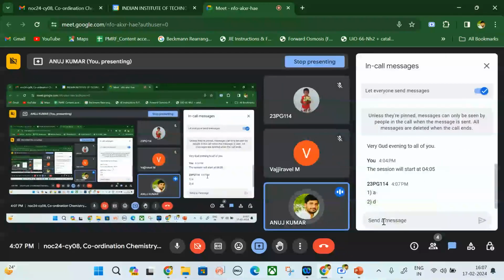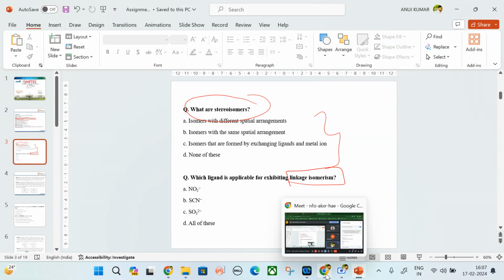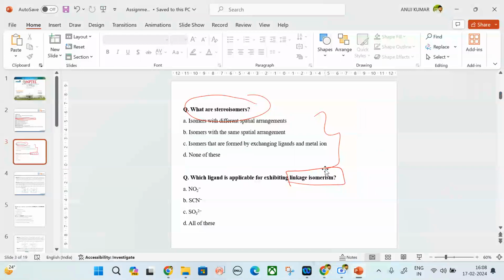Okay, first A and second D. Okay, right. So if anyone else is also willing to give the answer, please type in the chat box. Otherwise, I will proceed with the solutions.